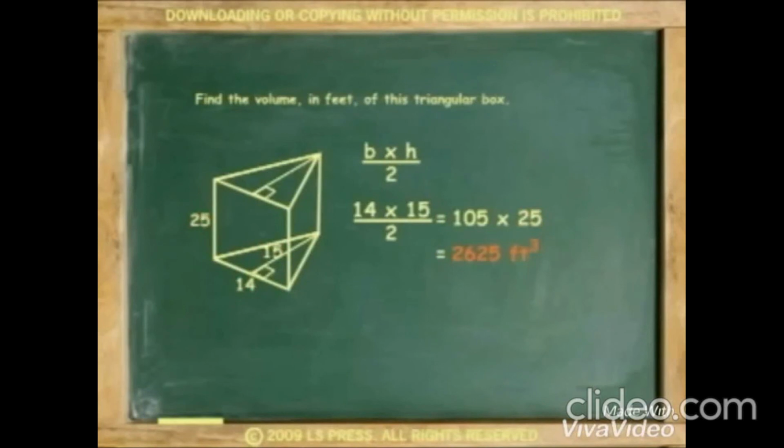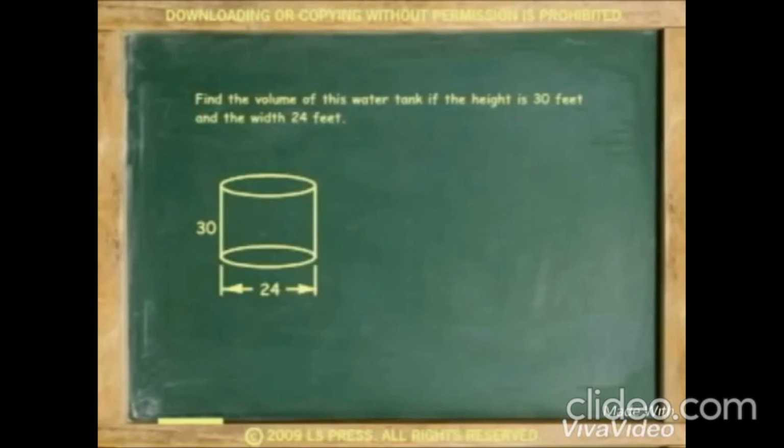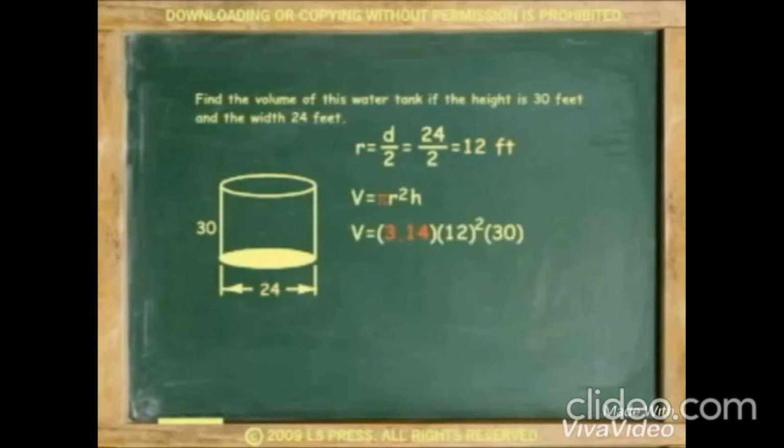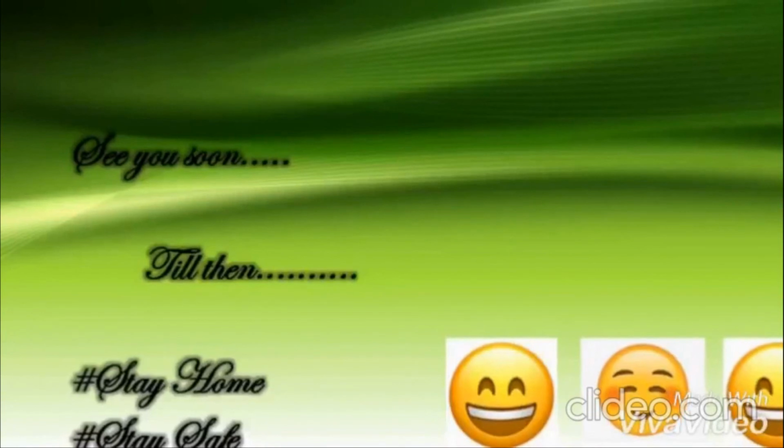Another example. Find the volume of this water tank if the height is 30 feet and the width 24 feet. The volume of a cylinder equals area of the circle times height or length. The width of the cylinder is a diameter, so the radius needed equals 12 feet. We calculate 3.14 times 12 squared times 30 equals 13,564.8 cubic feet. That's all for today.